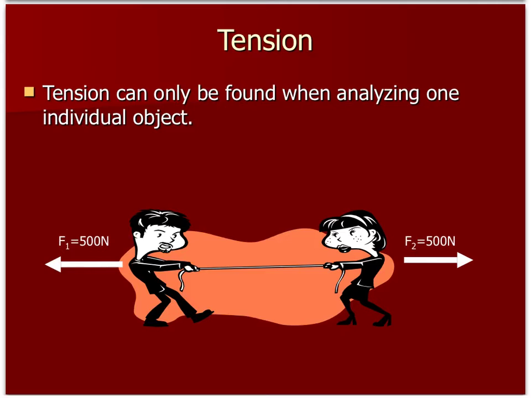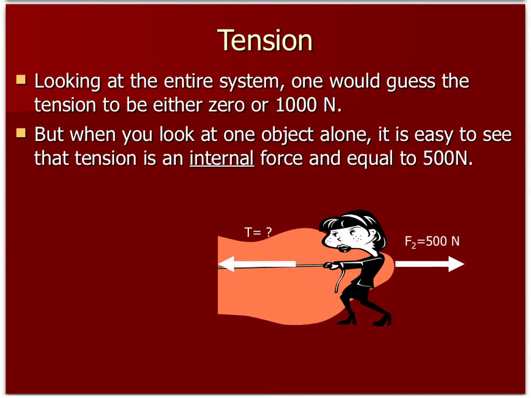So here's that diagram of the tug of war problem from the warm-up. The thing to remember with tension is that we can see they're both pulling with forces of 500 newtons in opposite directions, but tension can only be found when analyzing an individual object. When we look at it as an entire system, that's where one makes the mistake of thinking it's either 0 or 1,000 newtons, but neither of those is true.